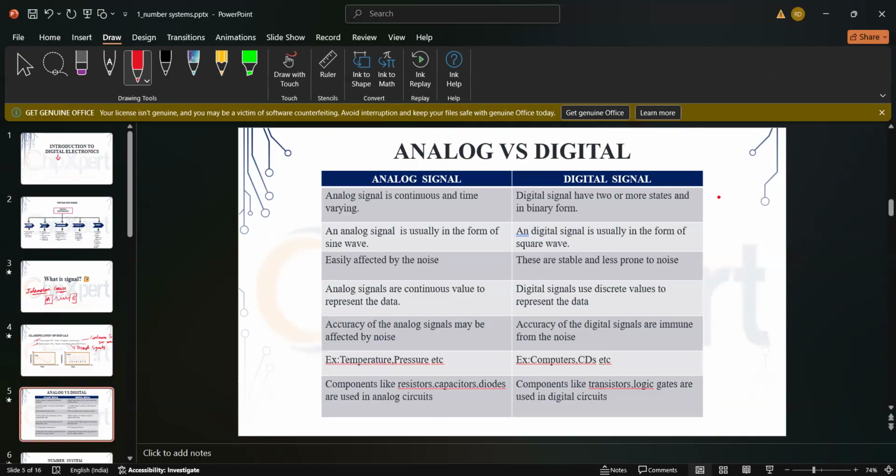So what is the difference between analog signals and digital signals? Analog signal is continuous and time varying. At every instant of time, analog signals are changing. But digital signals have only two states, 1 and 0, and these digital signals are also called binary signals. The second difference is that analog signals are usually in the form of sine waves and digital signals are usually in the form of square waves.